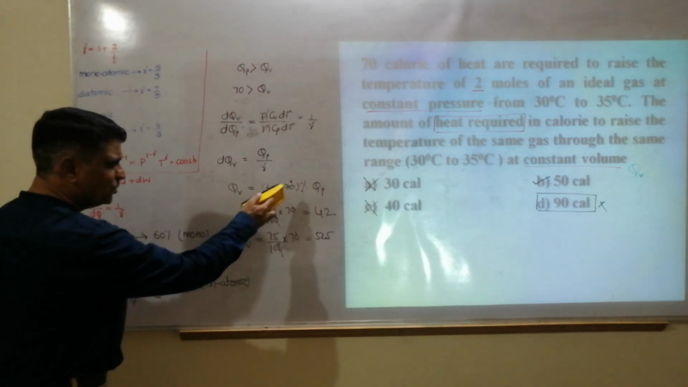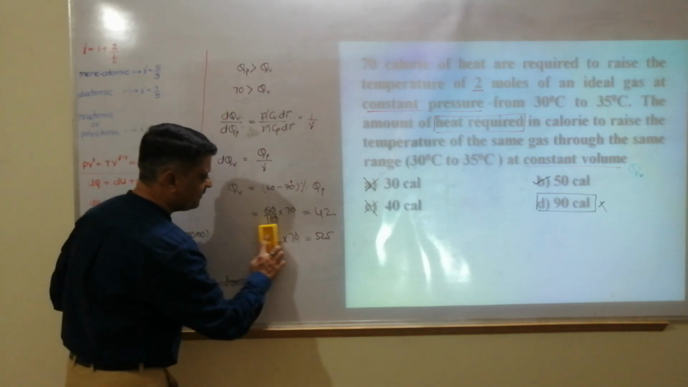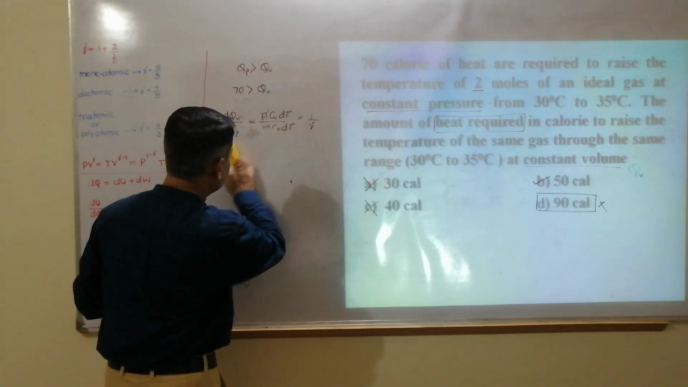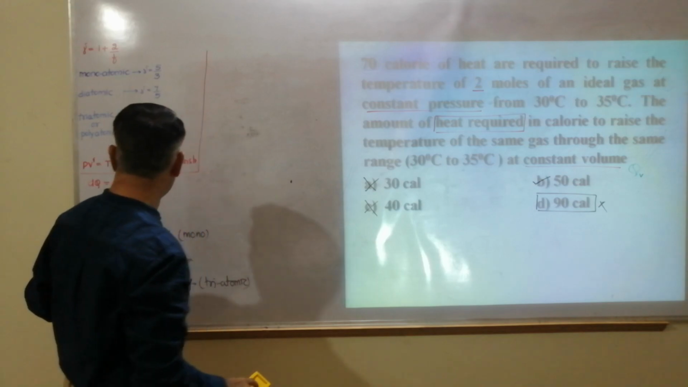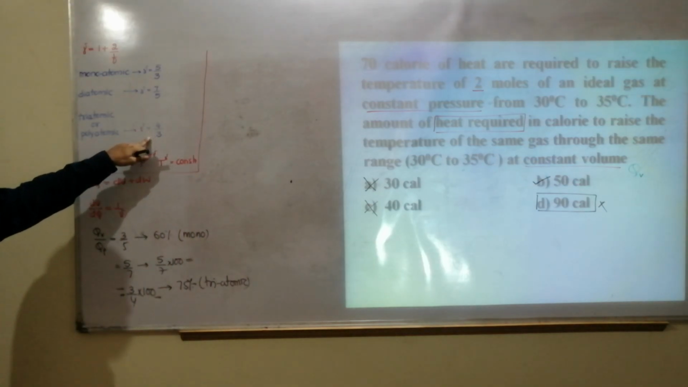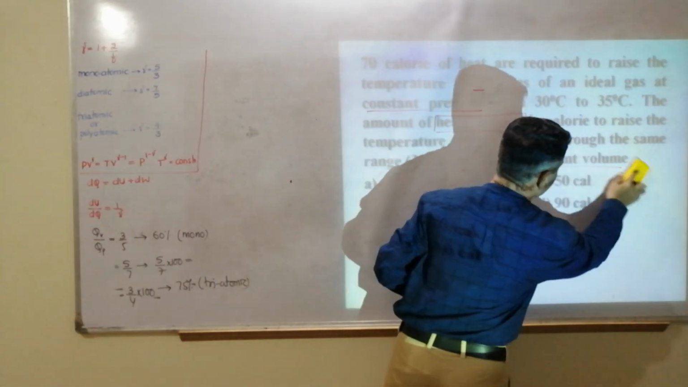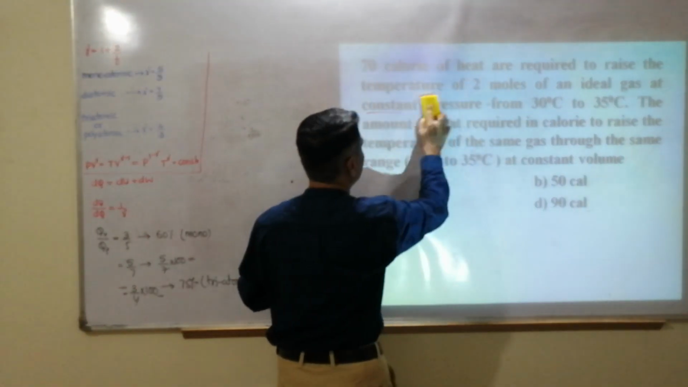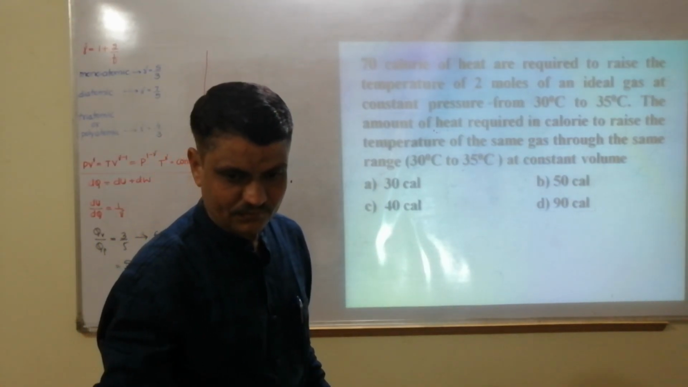Third one, see, no need to check 60% and 75%. If nothing is mentioned, we can take it directly as polyatomic, which means 75% of Qp will give you your answer. Okay, this is our today's first problem.